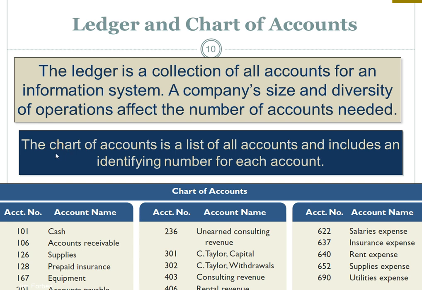Now the chart of accounts is a listing of all your accounts, and this chart of accounts will grow or diminish as the business either grows or declines. And it's constantly in flux, and the CFO will add more accounts to the chart of accounts as you get more customers or more vendors or more employees and so forth.